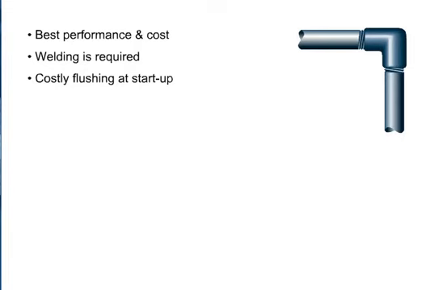Steel pipe is often a preferred conductor from the standard point of performance and cost. However, it is often difficult to assemble because welding is required to give maximum leak protection. It also requires costly flushing to ensure a contaminant-free system at startup.